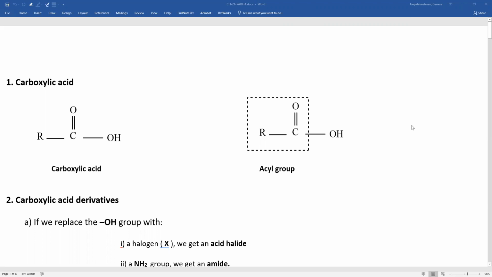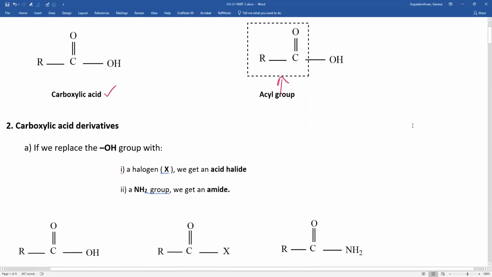Chapter 21 is carboxylic acid derivatives. Look here, it is a carboxylic acid. In this part of it, the group is called an acyl group. The carboxylic acid derivatives, we derive them from carboxylic acid.